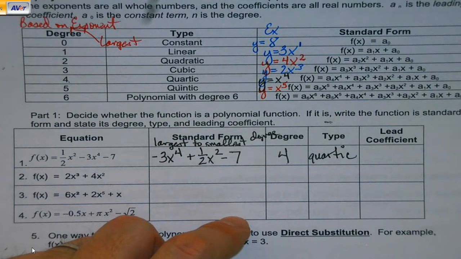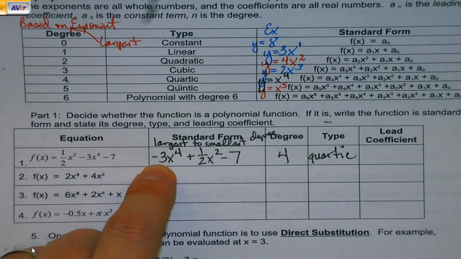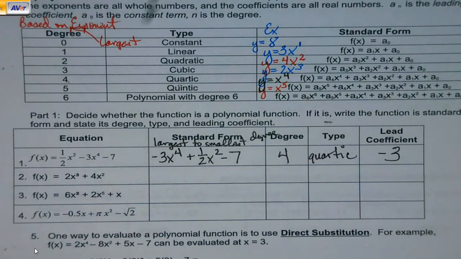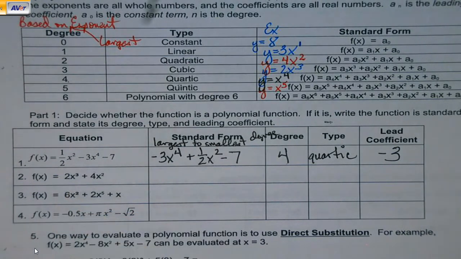And then the one thing we haven't talked about yet is this thing called the lead coefficient. And so the lead coefficient is just the number in front of my first term once it's in standard form. And this is especially the reason that having something in standard form is so important. Because if I wouldn't have put it in standard form, I'd have written that the lead coefficient was a half, and that wouldn't have been true. So that's what we're basically looking at with these.